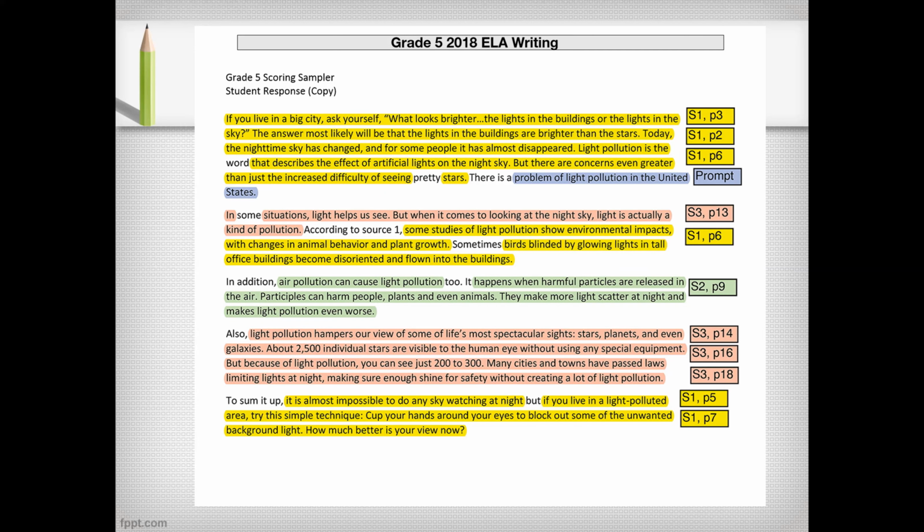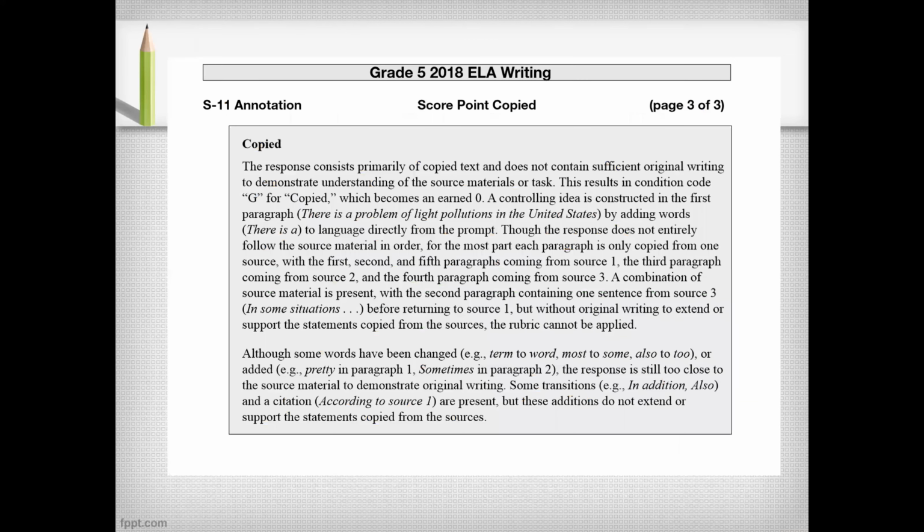And when they suspect that a paper is copied, they actually give it to like the scoring director. It's not just one person that makes the determination, and they'll actually go through and highlight it just like this one to really make sure they're doing it correctly. In addition to the highlighting, they're going to give you some annotations, really talking about it's primarily copied text, no original writing. So it does result in that copied code or that 0 overall.